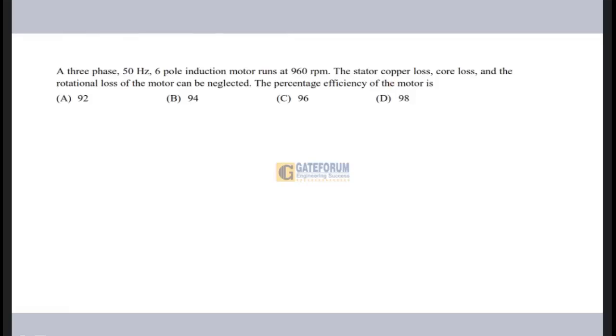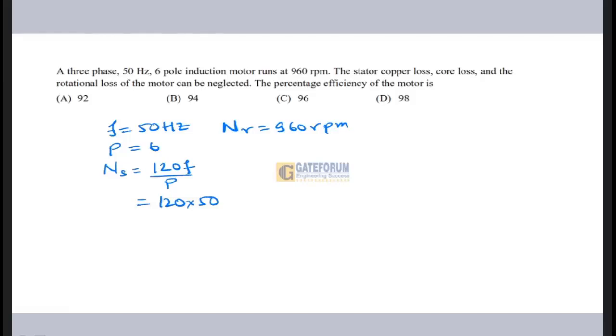It is asked from the induction motor and they have given that frequency is 50 Hz, number of poles are 6 and the motor runs at 960 rpm. So they have given the rotor speed and the synchronous speed you can find from 120 f by P. So 120 into 50 by 6 it will be 1000 rpm, right?